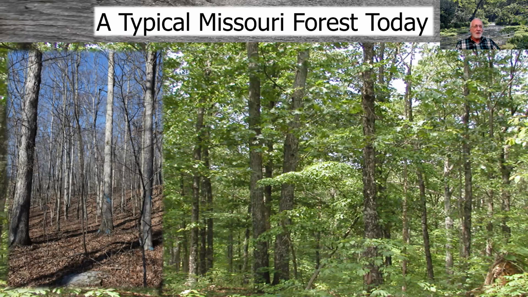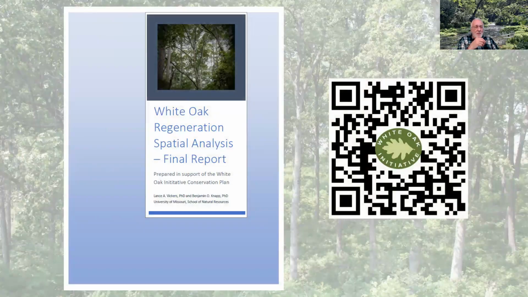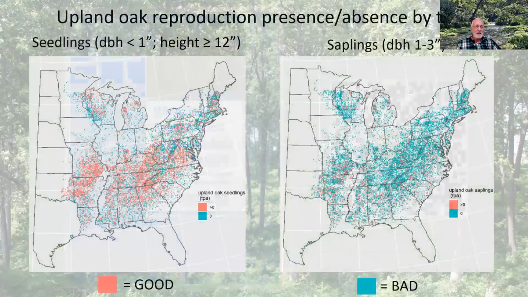So how do we know that this is a problem? Well, we'll mention the White Oak Initiative in a sec, but one of their first research projects was a white oak regeneration spatial analysis. This was led by the folks here at the School of Natural Resources. If you want, you can use the QR code to pull this report. It's kind of technical, but I want to point out one thing in particular, which is the upland oak reproduction, the presence and absence by type.